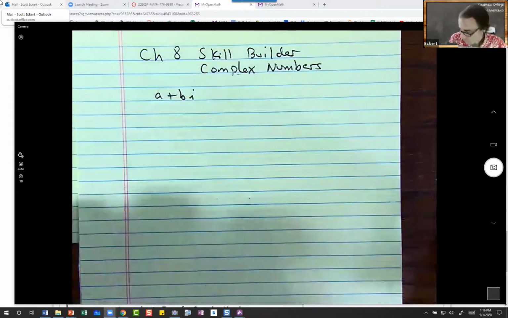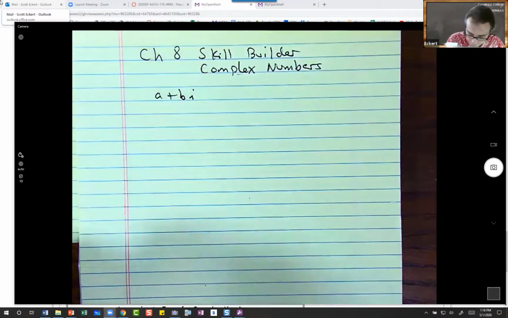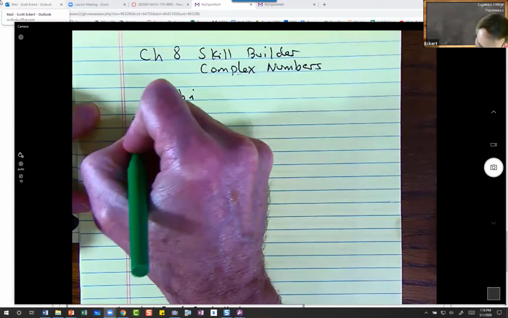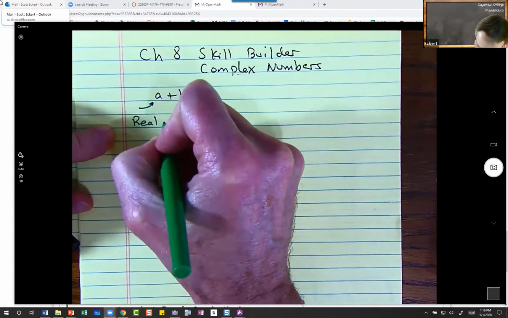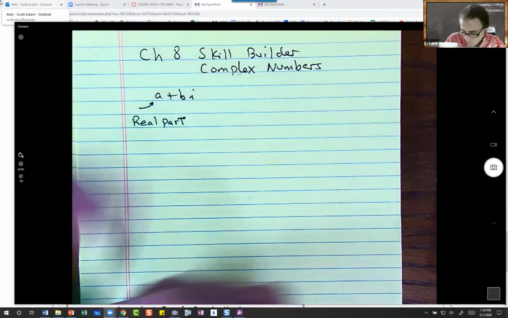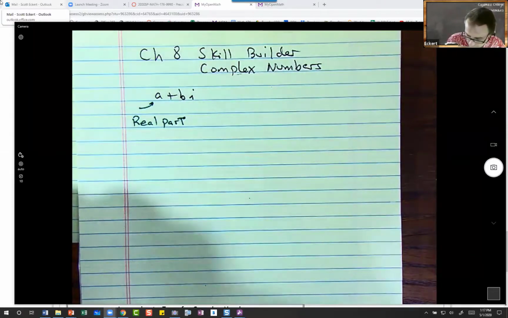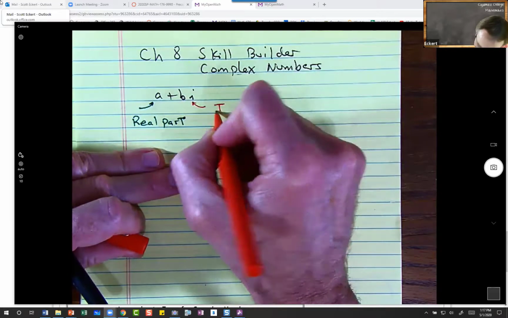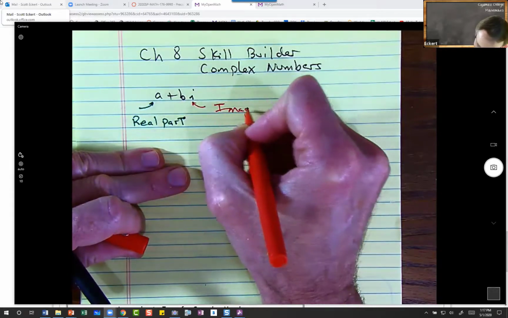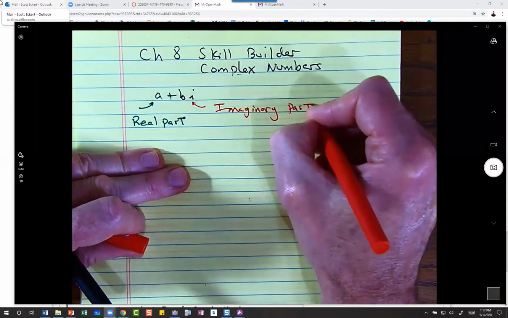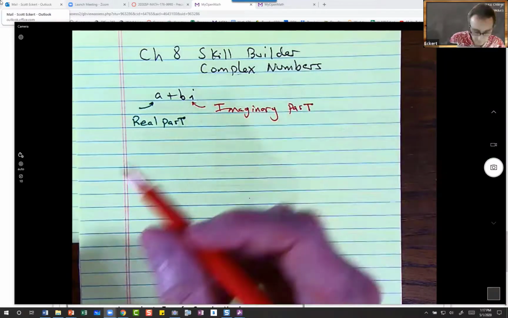And we call this part here the real part, or the real number in the term. And then we call this one here the imaginary part, or sometimes it's called the imaginary term.